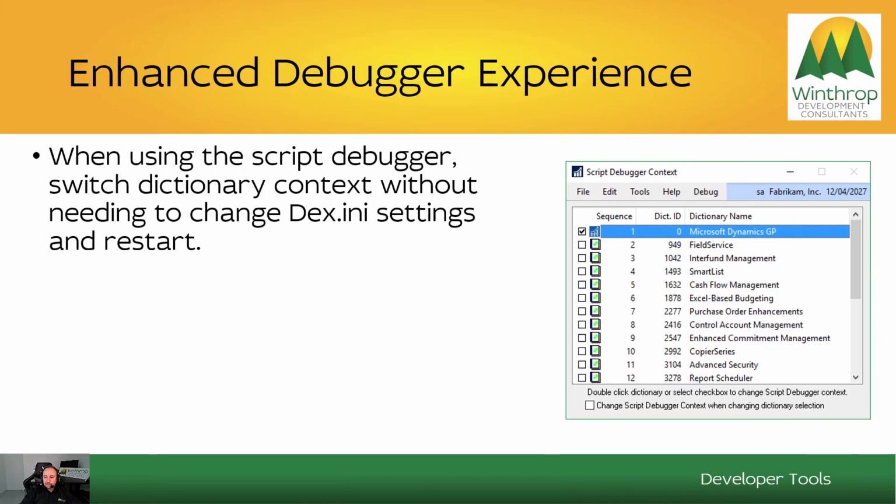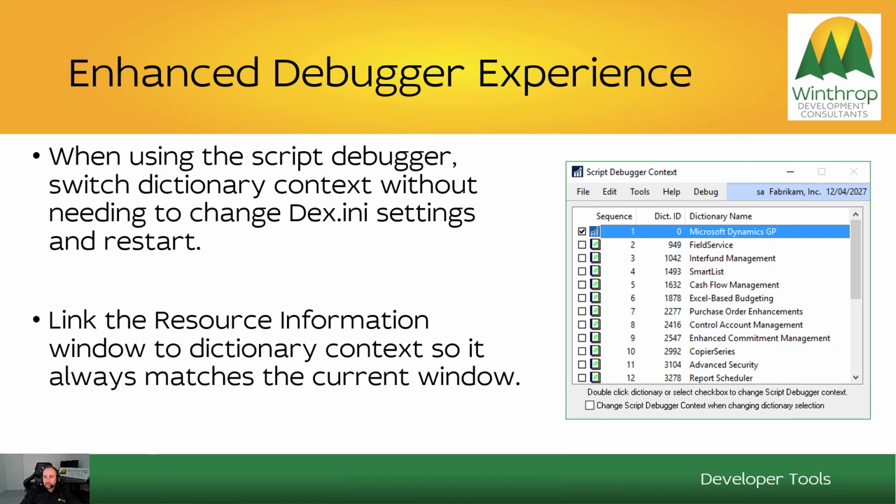As a developer, if you're using the script debugger capabilities within Dynamics, with GP Power Tools installed, it displays the script debugger context window, which can then be used to change the context of which dictionary the script debugger is active for without having to edit dex.ini and restart GP.